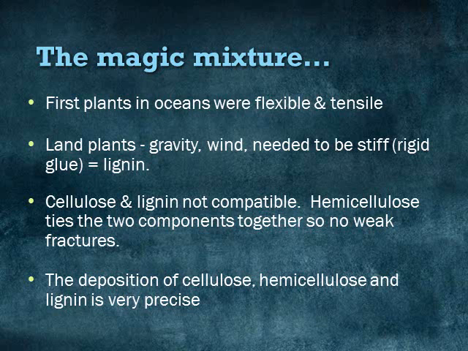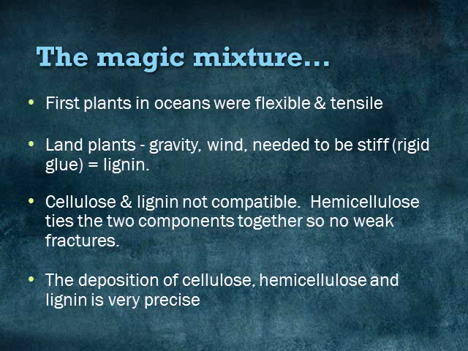The magic mixture. The first plants in the ocean were flexible and tensile. Think of giant kelp. Giant kelp just flows where it goes in the ocean depending on the water currents. But it doesn't have to deal with a lot of the forces that we have in land plants. Land plants have to deal with gravity, wind, and need to be stiff or rigid. And so in order to be that way, land plants developed lignin. And lignin acts like a glue to hold those fibers together so that they can be stiff and rigid.